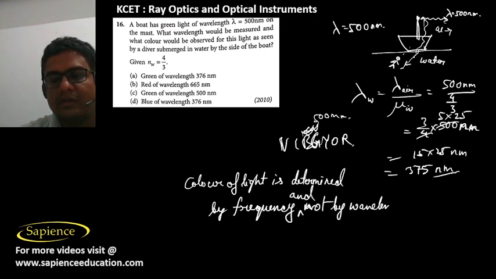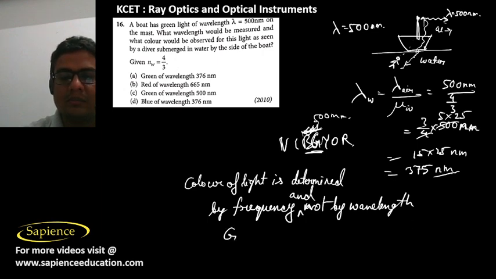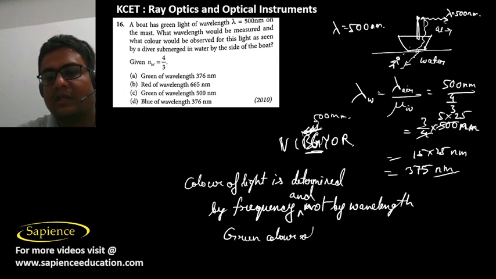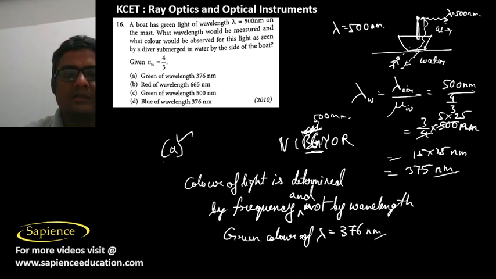So the frequency of the light will remain the same. So the observed color will be green only. So the submerged diver will observe the green color of wavelength 376 nanometer. Option A is the correct answer.